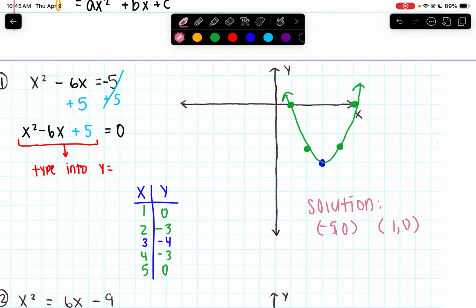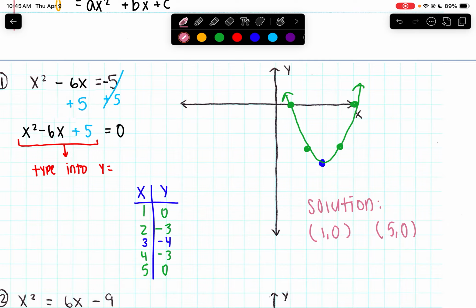That's where my... sorry. I'm looking at it and going crazy. My solutions are 1, 0 and 5, 0. That's my bad. I completely messed that one up, but that's all right.